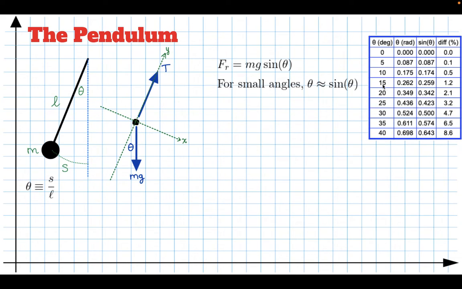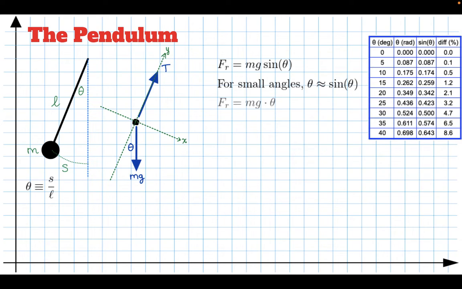So up to about 15 degrees, which is about a quarter of a radian, the angle and the sine of the angle are pretty darn close. They're within 1% of each other. So for small angles, we're going to say that the sine of an angle is approximately equal to the angle. So that's going to be our small angle approximation.